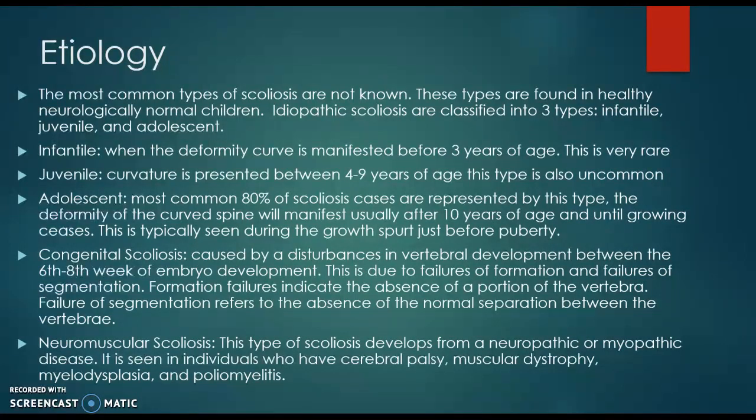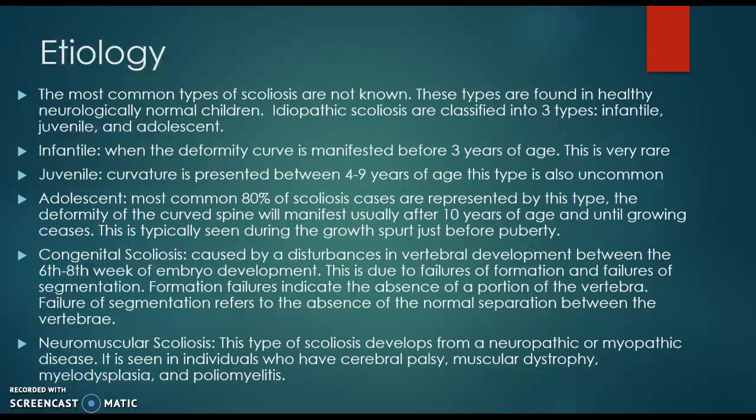And adolescent. This is the most common type and makes up about 80% of scoliosis cases. The deformity of the curved spine will manifest usually after 10 years of age and until the growing ceases, and this is typically seen during the growth spurt just before puberty.